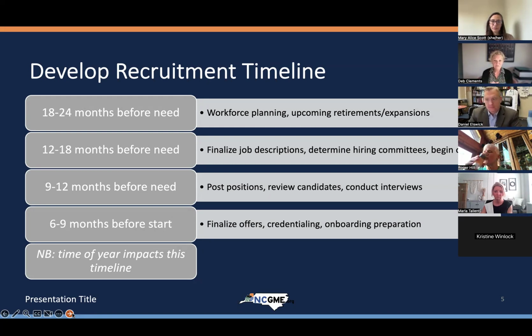Then 6 to 9 months before they start. And even this might be a little bit short, depending on the state process. Credentialing and onboarding can take a long, long time. And so we all depend on our medical license and our credentialing to pay our mortgages. And so make sure that you have enough time that they get in for those committee cycles.